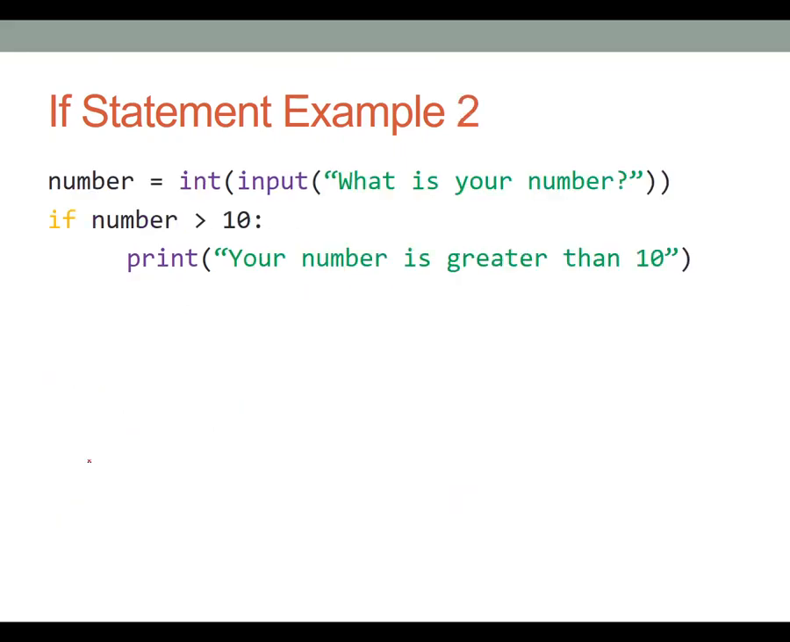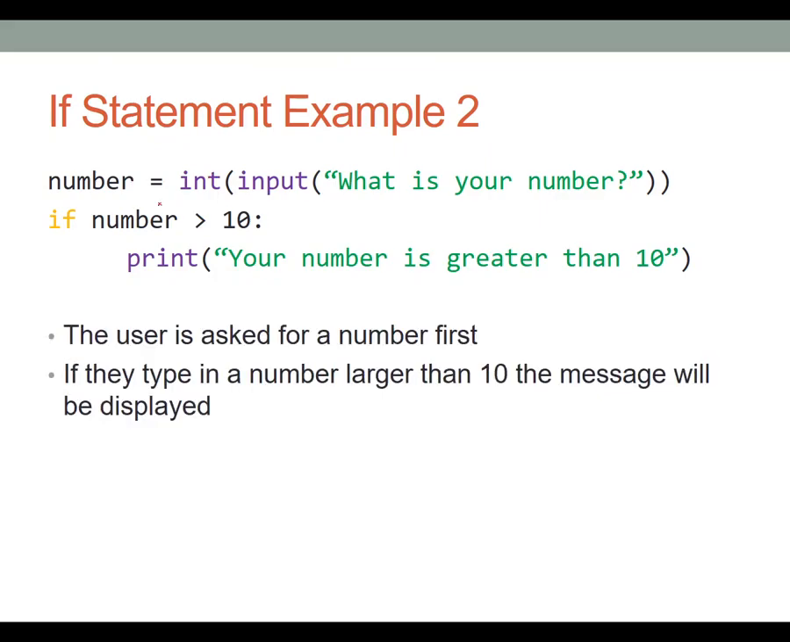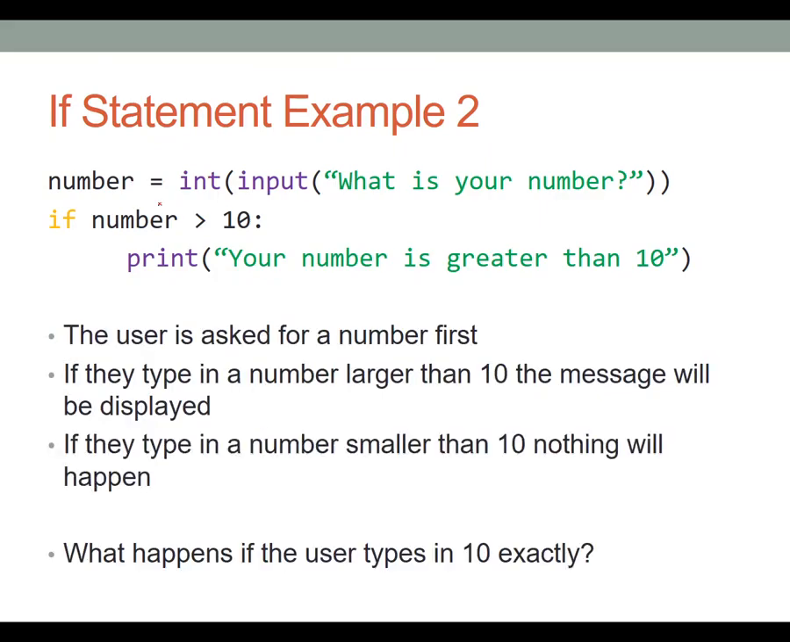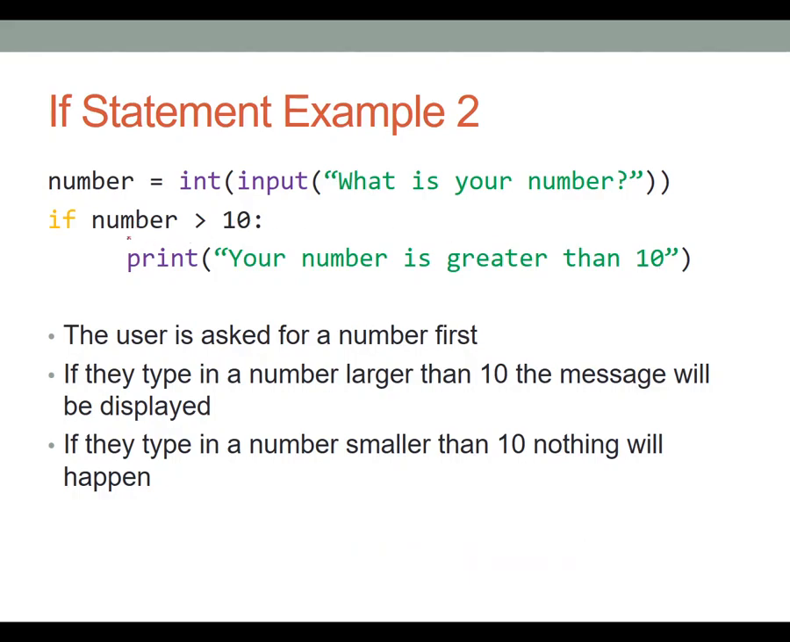We can make it with an input, so let's say you're asking for a number. Remember the int bit, you need the int bit to add a number. So you type in your number, let's say it's asked for a number. Alright, so let's say they type in 12. If 12 is greater than 10, which it is, it will say your number is greater than 10. Let's say they type in 5, then is 5 greater than 10? 5 isn't, so nothing will happen again.